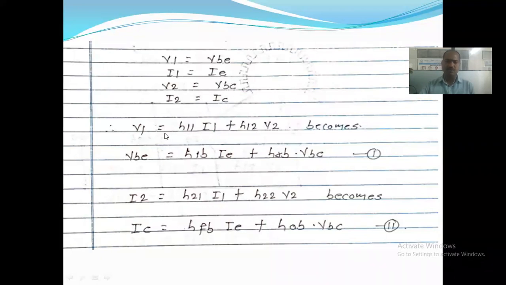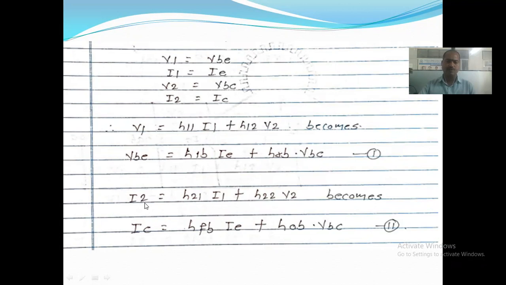This we know. So for that purpose, we have to write V1 is nothing but VB, right? H11 is nothing but HI for B, HIB, I1 indicates I, so HIB into I plus H12 V2. H12 indicates the reverse voltage, right? So HR for that, V2 indicates VBC, right? HR for base configuration, that's why HRB into VBC, okay? This is for V1.